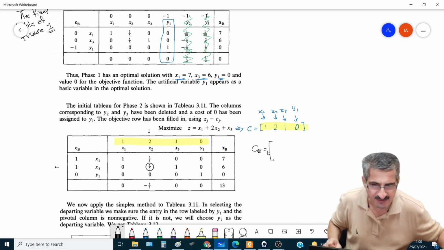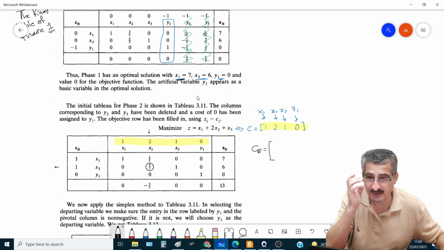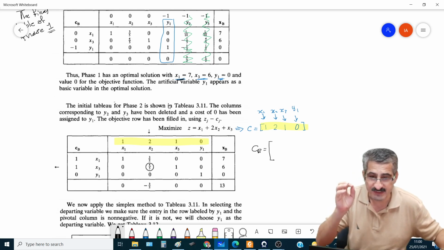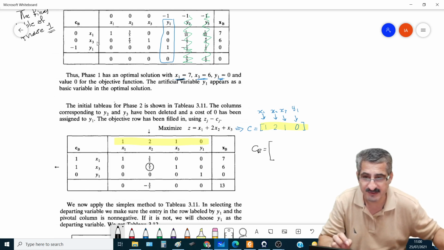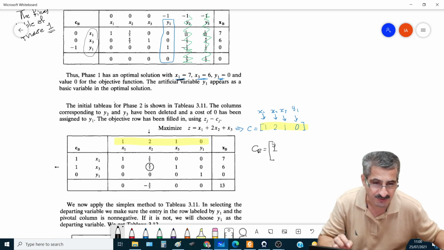So we will take, this is x1. So the order is x1, x2, x3, right? The order of the variables x1, x2, x3. So I will go for 1 here. This is here. X3, sorry. So I go for x3, and then I go for y1.